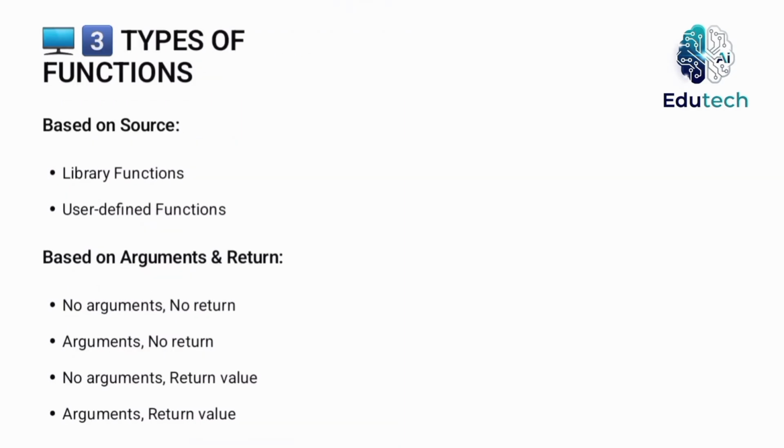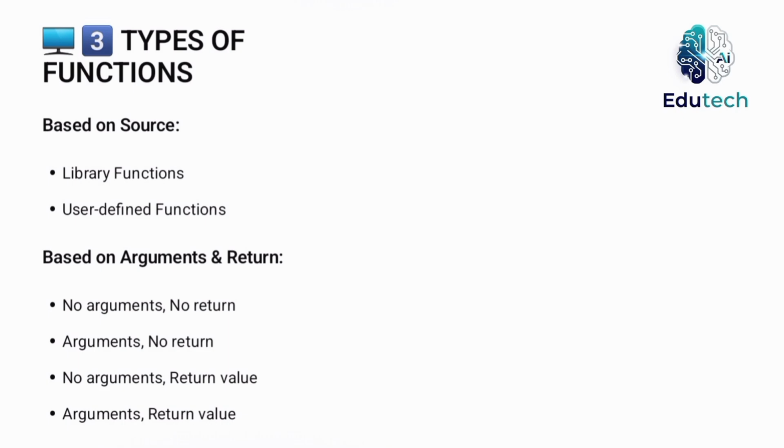Explain types of function in C. Functions in C are broadly classified into two types: library functions and user-defined functions. Library functions are predefined functions provided by C, such as printf, scanf, strlen, etc., which are available through header files. User-defined functions are created by programmers to perform specific tasks according to program requirements.